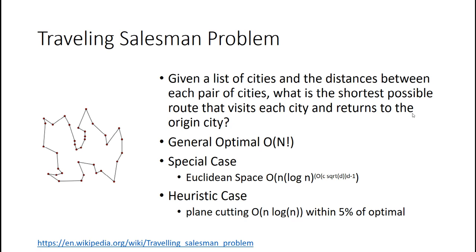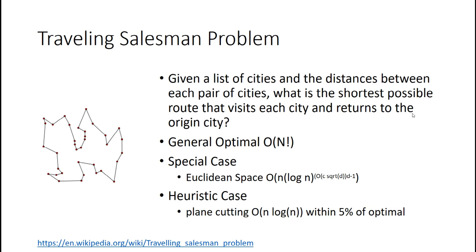Pretty straightforward. Given a list of cities and the distance between each pair of cities, what is the shortest possible route that visits each city and returns to the origin city? Well, in the general case, if we want an optimal path, we have a big O of n factorial. We have to try all the different possibilities. What if I go to point B before C? What if I go to C before D? What if I go to B before D? All those things. There's a special case that only works for Euclidean space.